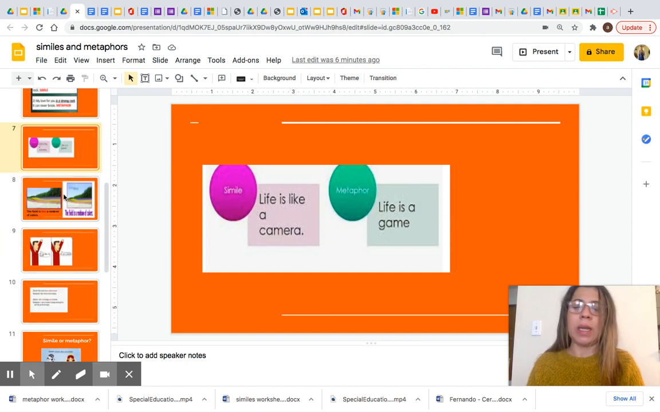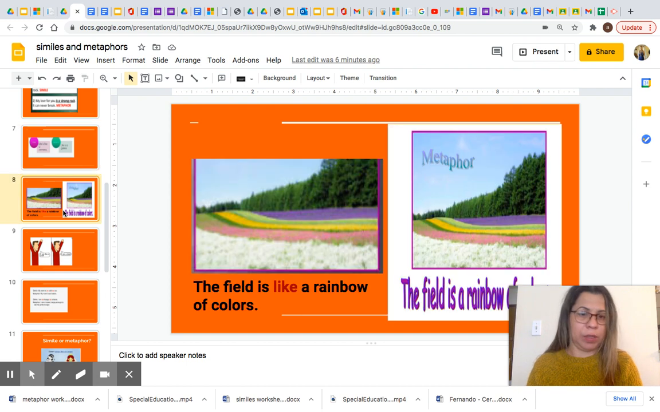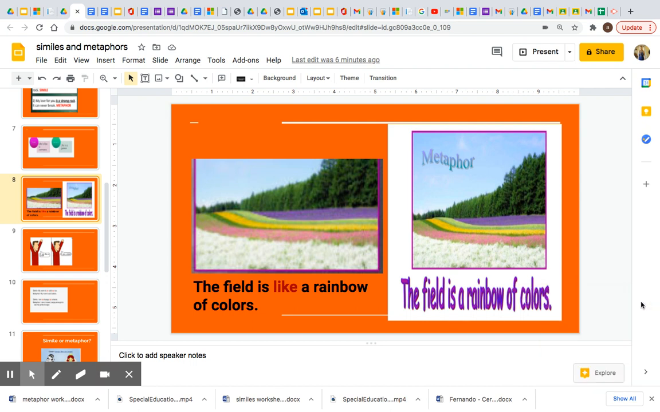Now, let's continue looking at examples of similes and metaphors. In this case, the field is like a rainbow. This is a simile because the word like is being used to compare the field to a rainbow. On this side, the field is a rainbow of colors. This is a metaphor because there is no like or as in this comparison.